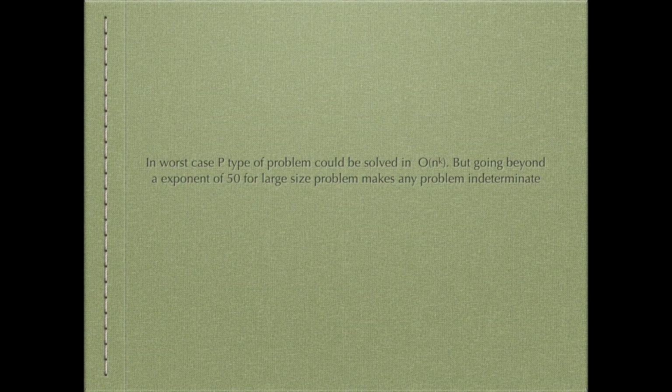So here is my point that I was making earlier: usually in the worst case, P type of problems are solvable in big O of n to the k time, where k is a constant and n is the size of the problem. Usually when this exponent goes beyond 50, it becomes indeterminate.